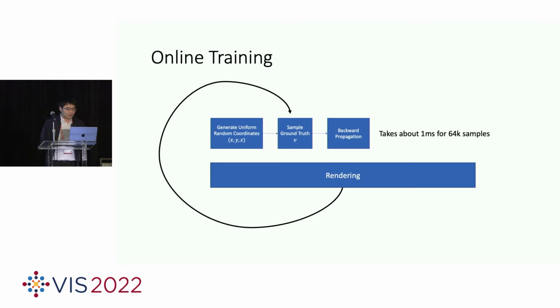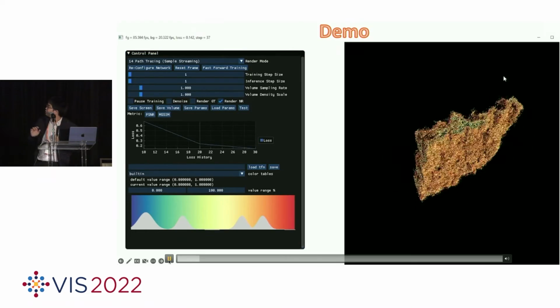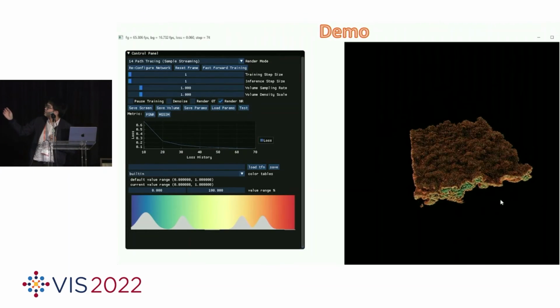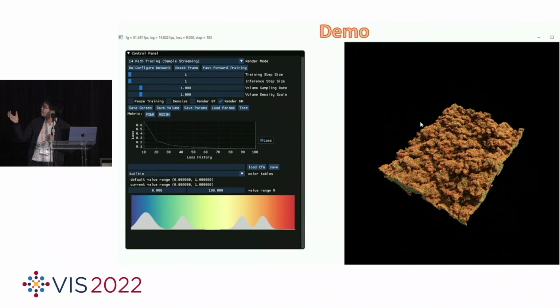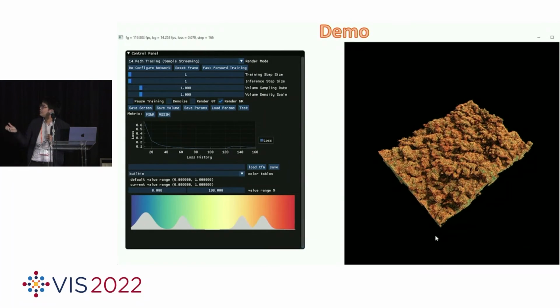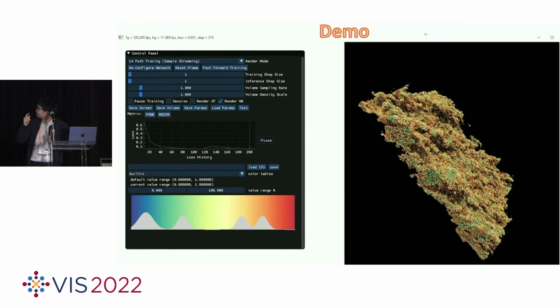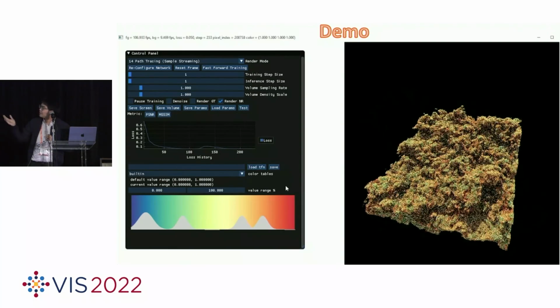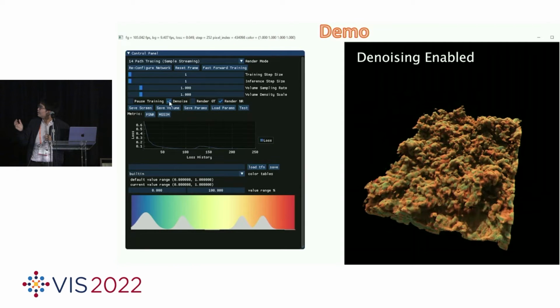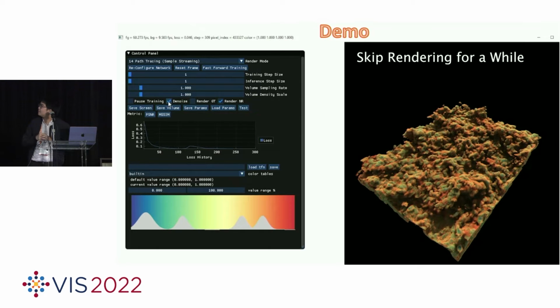Let's look at a demo. As you can see, it starts to look like data, even though we're starting from scratch. We're starting from a randomly initialized volume. And it's interactive, even though we are still doing training. We can enable denoising if we want, because we are doing path tracing, so it's a little bit noisy.